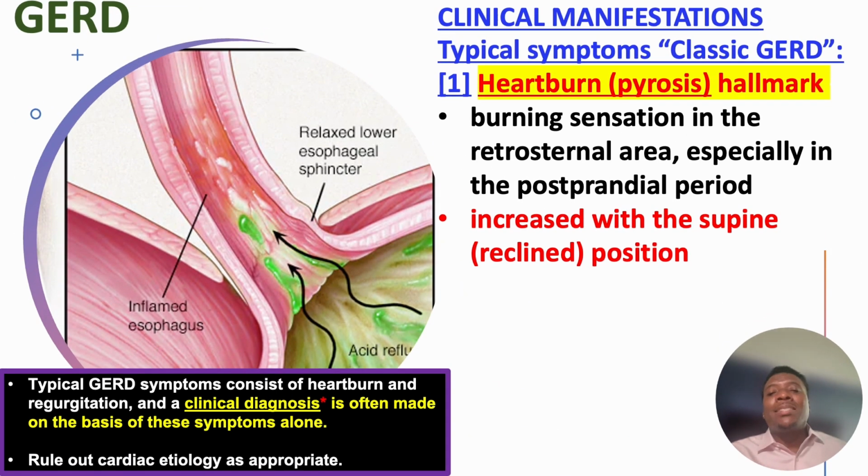Now, when we think of the symptoms of GERD, I like to break it down into three types. There's what I call classic GERD, atypical GERD, and complicated GERD. In terms of typical GERD, there are two symptoms. It's going to be heartburn, also known as pyrosis. Think of a pyromaniac for fire. So heartburn, which is the hallmark. The patient may feel a burning sensation in the retrosternal area, especially when in the supine or reclined position.